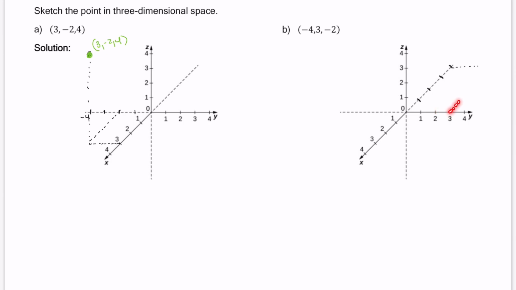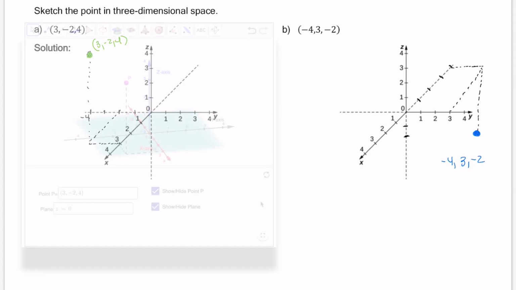So I'm going to draw this line parallel to the x-axis. And these are going to intersect at this corner. Right there. And then the z value is -2. So that means I want to go all the way down and be flush with -2 here. All right, and here is my point, -4, 3, -2.